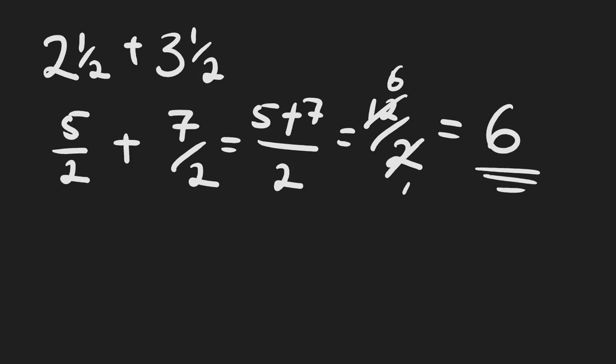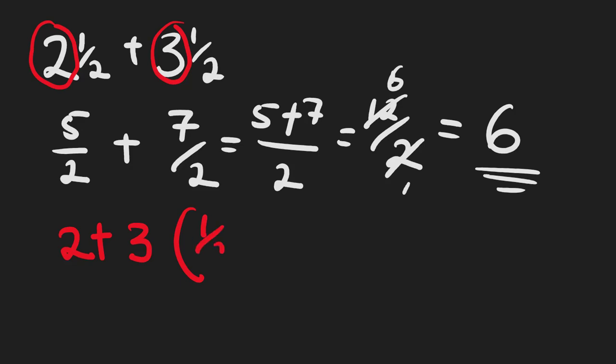Another way of solving this is simply by just adding the whole numbers, that is 2 here and 3 here. If you add them, you're going to have 2 plus 3. Then put the fractions in brackets. We have 1 over 2 and we have plus 1 over 2. Can you see?